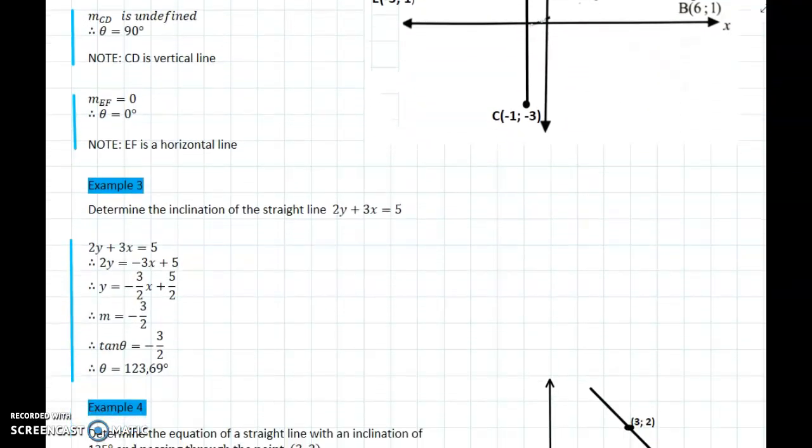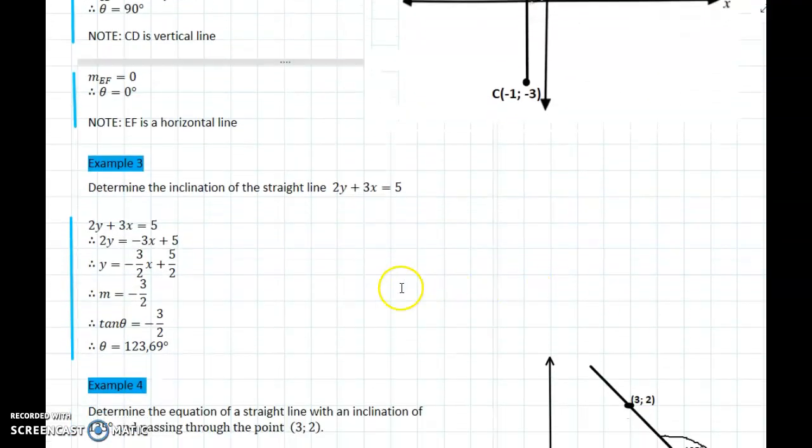Let's look at our third example. Determine the inclination of a straight line, 2y plus 3x equal to 5. Remember, for the inclination of the line, in other words, the angle that the line makes with the positive direction of the x-axis, you need the gradient. Now, you cannot read off the gradient when it's in that form. You need to write it in gradient y-intercept form. In other words, make y the subject.